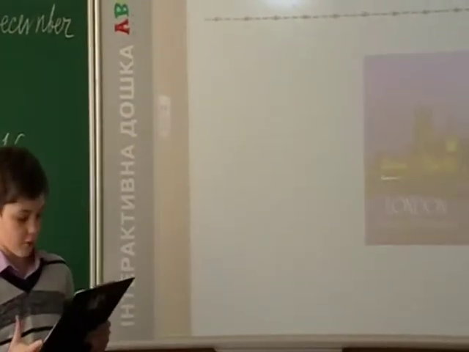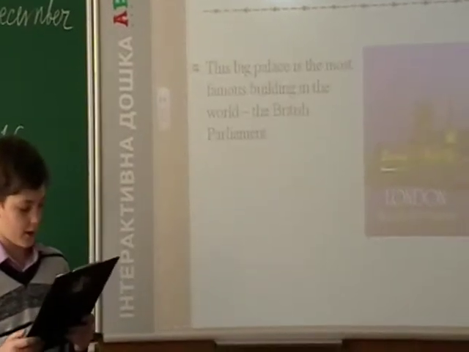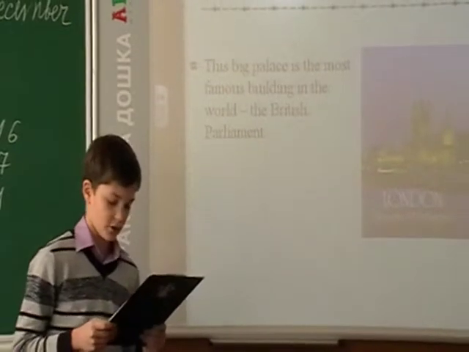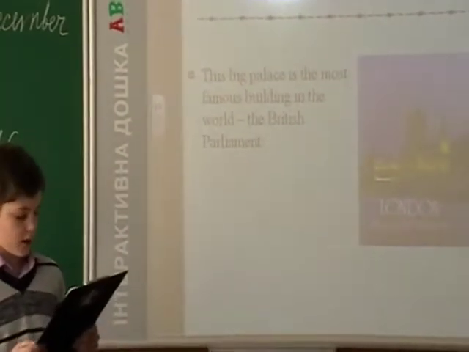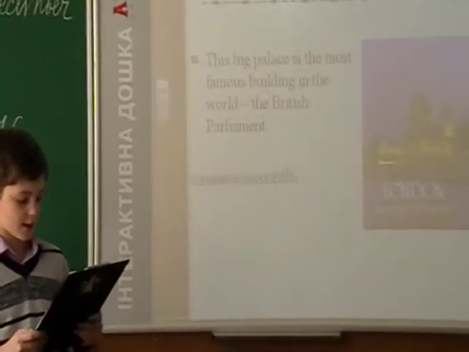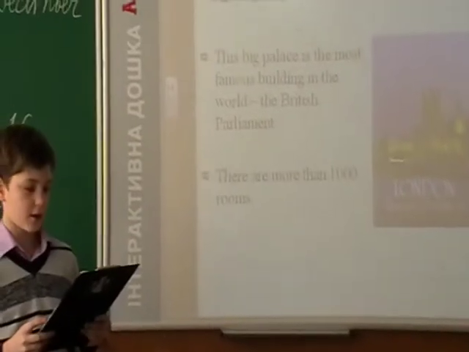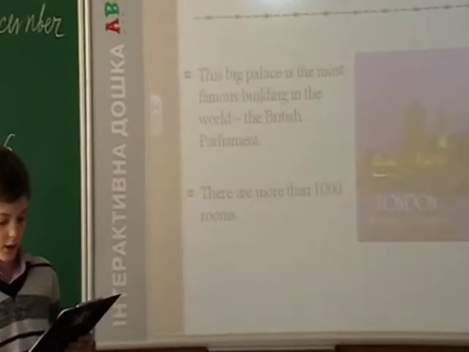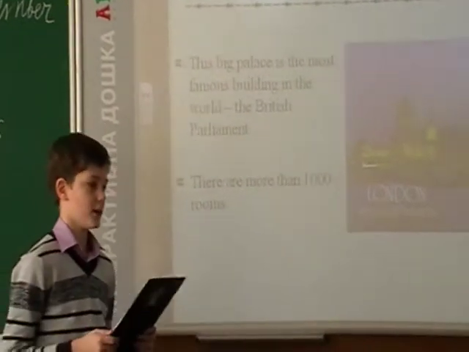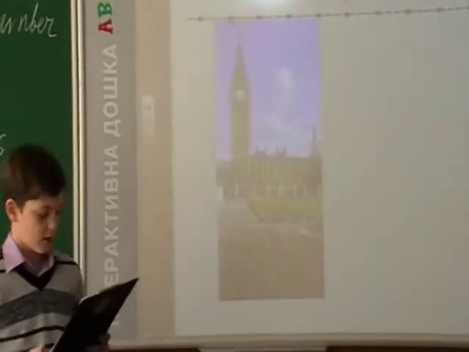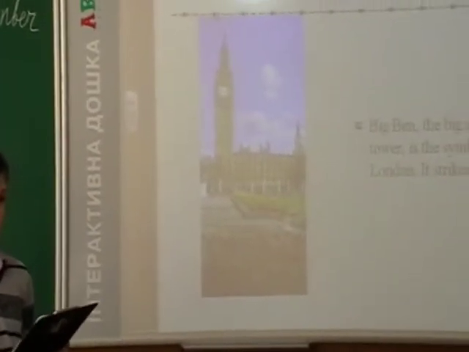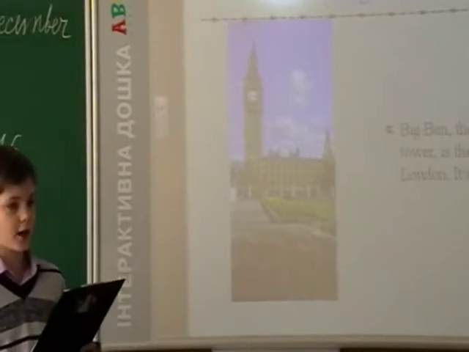The Houses of Parliament. This big palace is the most famous building in the world. The British Parliament building is 280 meters long. There are more than 1,000 rooms. Big Ben, the big clock tower, is the symbol of London. It strikes the hours.